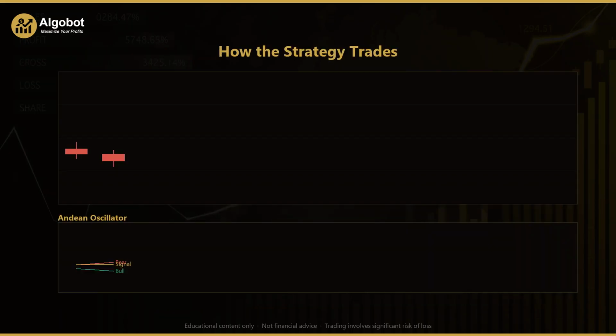Both sides are handled symmetrically, so the strategy is equally happy trading up or down. Let's bring this to life on a chart, and I want you to focus on the panel beneath the candles. That panel shows the Andean Oscillator with 3 lines. The green line is the bull component, the strength behind upside moves. The red line is the bear component, the strength behind downside moves. And the gold line is the signal, the smoothed average of whichever component is dominant.